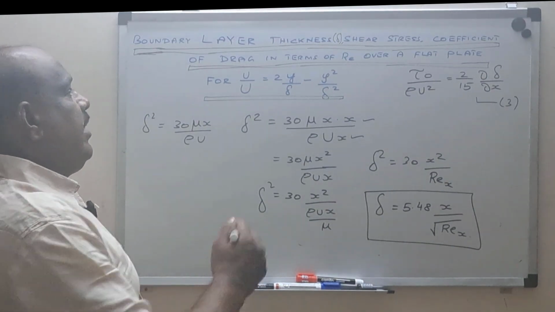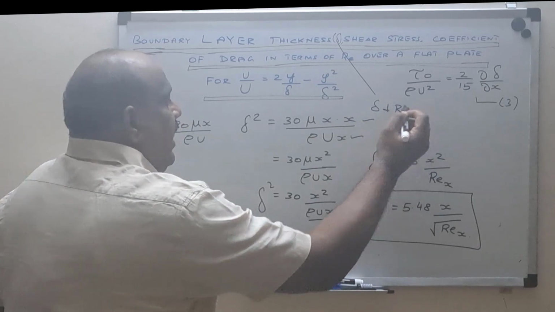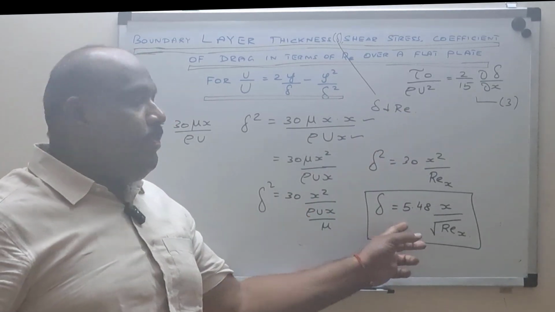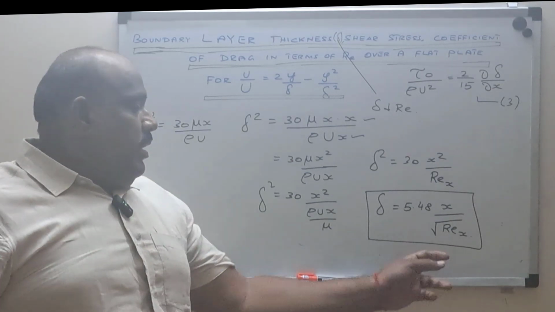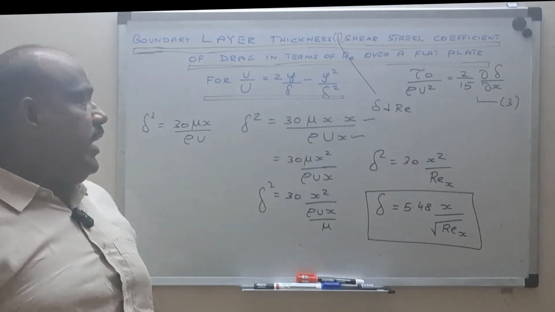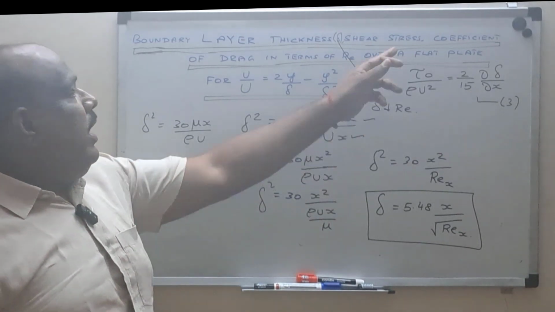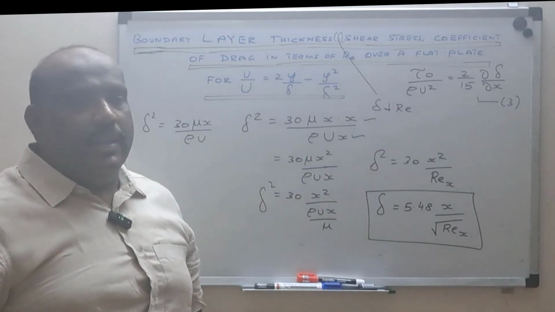So the first step we have arrived. We have arrived at the relationship between delta and Re as delta equal to 5.48 into x by square root of Reynolds number with respect to x. So further we'll continue and try to establish the relationship between shear stress and the Reynolds number, as well as the coefficient of drag and the Reynolds number.